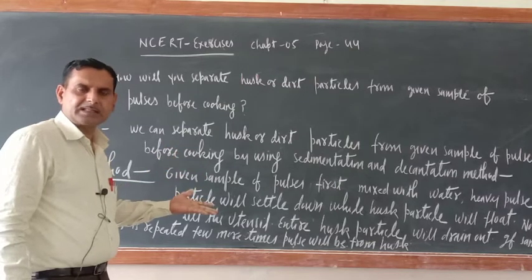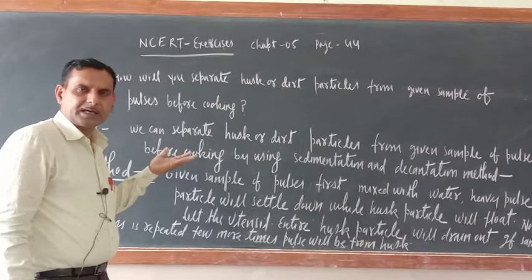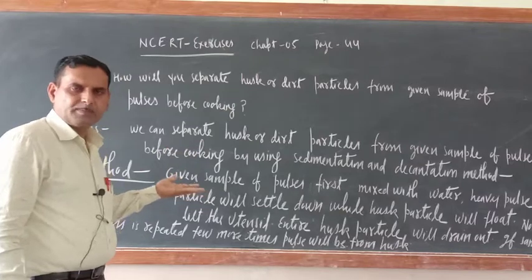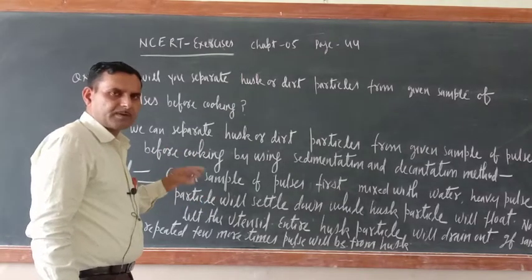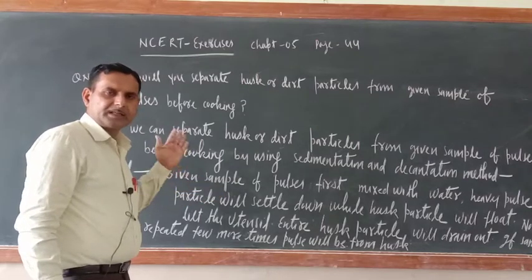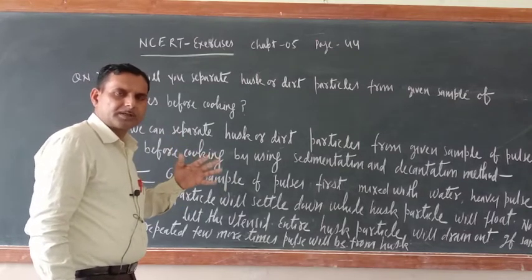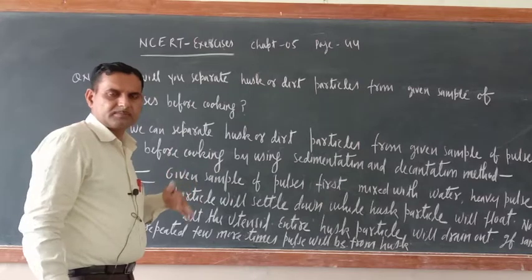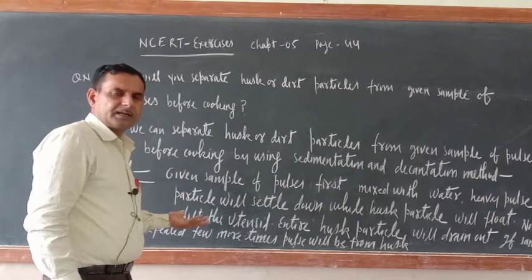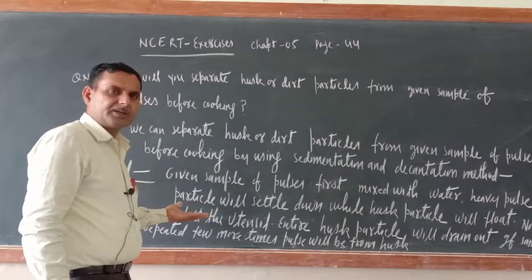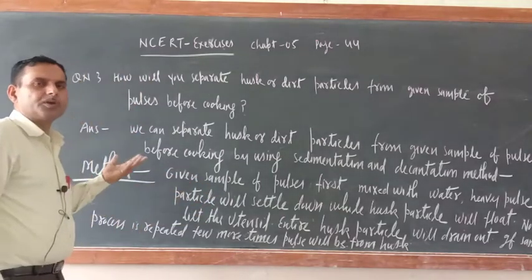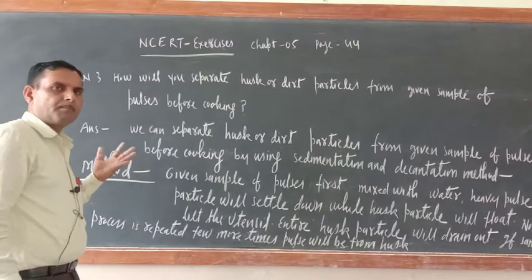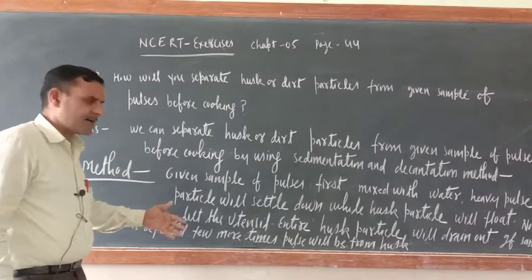Since husk particles are lighter, they will be collected at the top, while pulse particles are heavy, so they will settle at the bottom. After some time, tilt it, so the husk particles will come out with the stream of water, and pulses will remain in the utensil. If the same process is repeated time and again, you will get pulses which are free from husk.